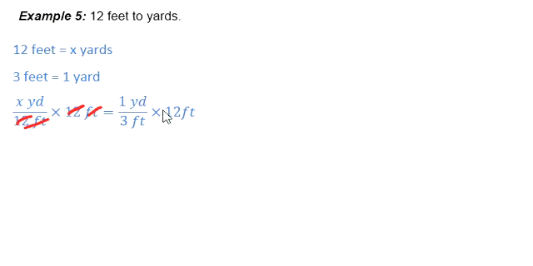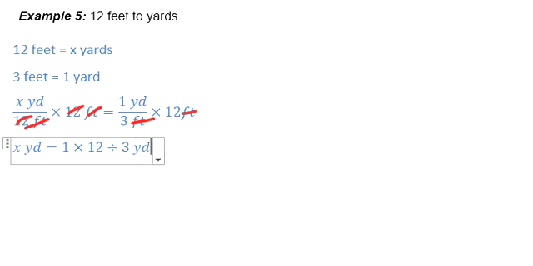Looking on the right side, I have 12 feet divided by 3 feet. Now the numbers don't cancel out, but the feet do. So that means I am left with x yards is equal to, multiply the top, 1 times 12, and then anything on the bottom gets divided. So 1 times 12 divided by 3 yards.